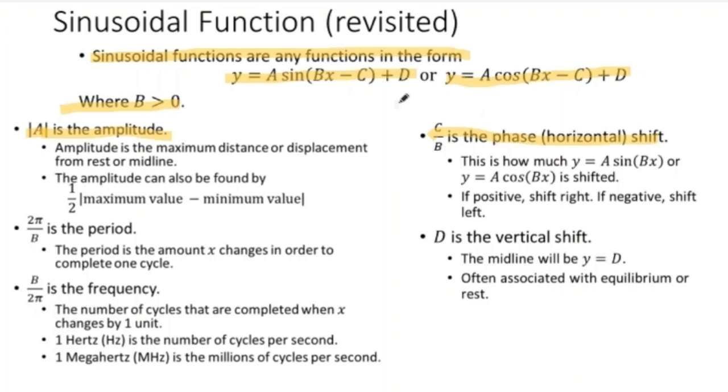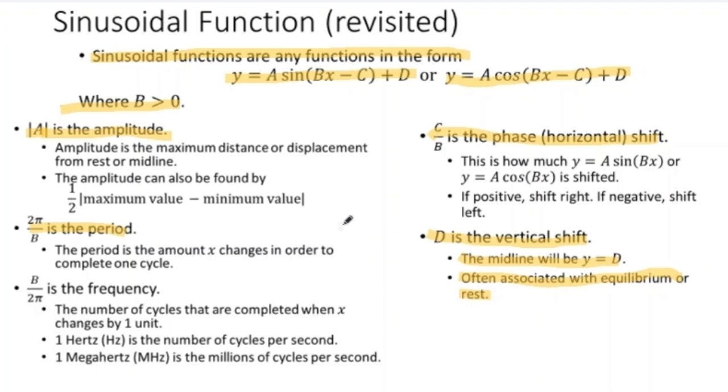The phase or horizontal shift represented how far the wave was shifted left or right. D was the vertical shift, which represented the midline, which told us that the midline was y equals d. Now, as far as applications, the midline is often associated with equilibrium or rest or the average value of the function. We also discussed that 2 pi over b was the period, and the period is the amount x changes in order to complete one cycle.